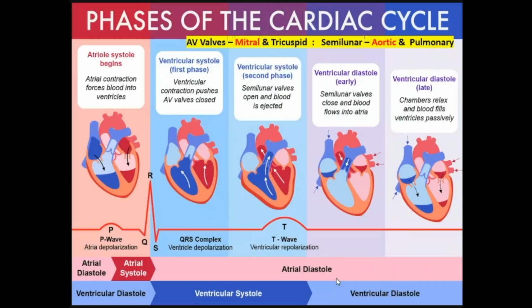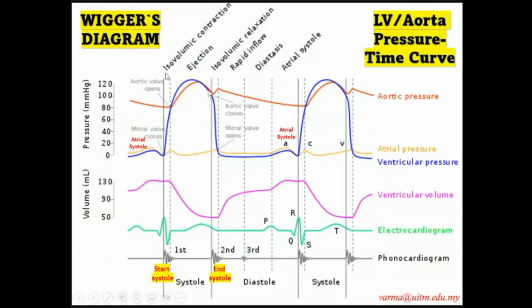So recap, this is what we learned last time, the phases of the cardiac cycle. We have systole and we also have diastole, where the systole starts with closure of the AV valve initially, the atrioventricular valve like the mitral valve or tricuspid valve, and there is isovolumetric contraction. So this is the isovolumetric contraction.